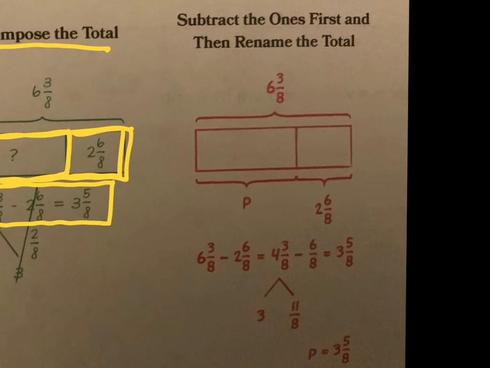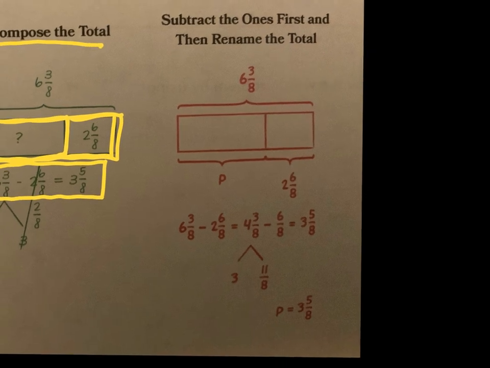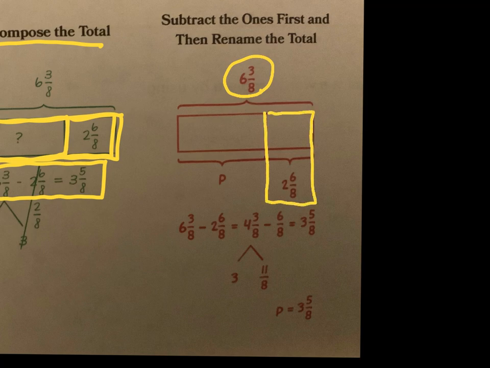Then the last one that we could do is subtract the ones first and then rename the total. So again, following another tape diagram, putting the total on the top and showing that this section is what's left, 2 6/8, and then we subtract to find this part of the tape diagram to get 3 5/8.